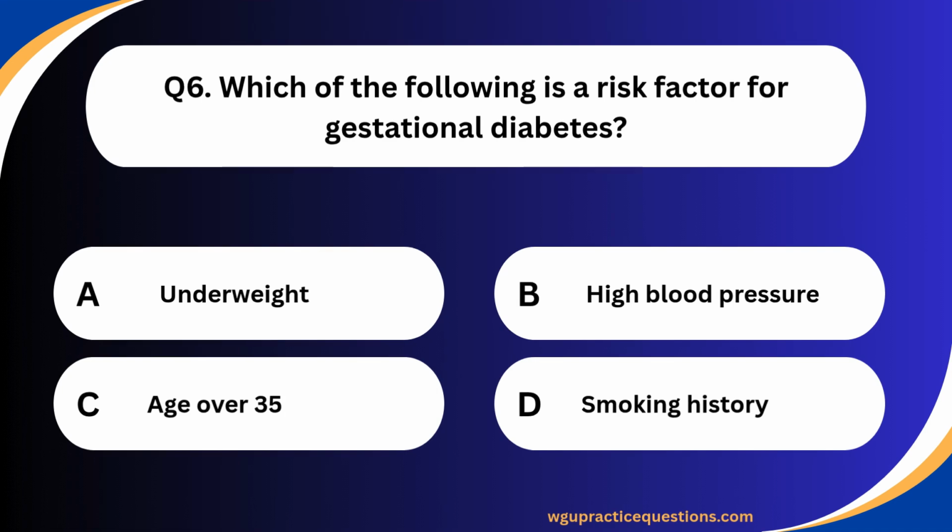Question 6. Which of the following is a risk factor for gestational diabetes? A. Underweight. B. High blood pressure. C. Age over 35. D. Smoking history. Which one is the correct answer?